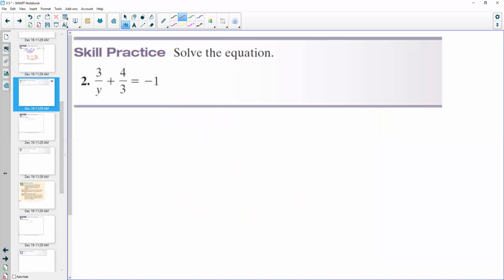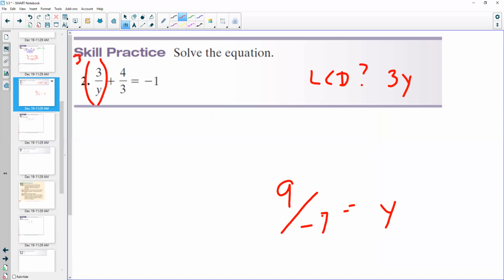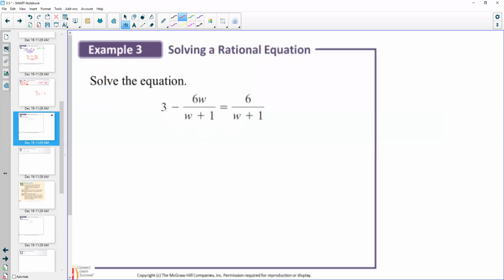You can try this one. The answer to this should be 9 over -7 equals y. The least common denominator should be 3y, right? But remember, when you do your multiplication, it is not just the things that have fractions. It's everything. So you can't forget to do that one. Okay. Let's try another one. What's the least common denominator here?